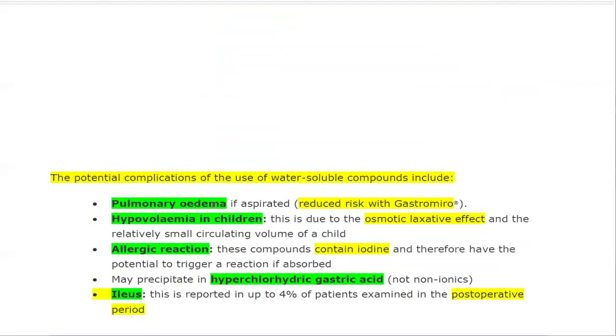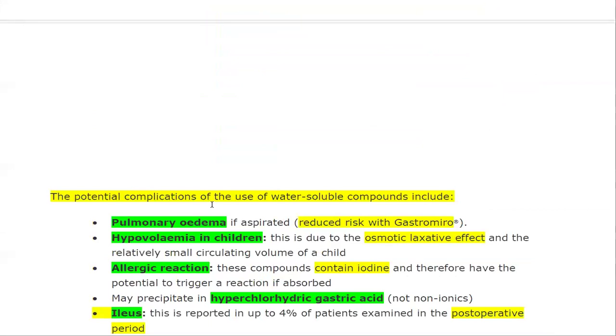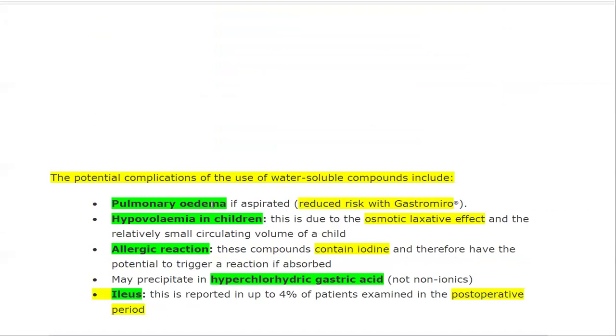Okay, so one of the important issues here regarding the potential complications of using water-soluble compounds will include pulmonary edema. Okay, and if aspirated during any investigation you are going to do, pulmonary edema will be one of the important complications. How to reduce this risk? By using gastromiro. So if you have a patient who has a risk of aspiration from the question, and you have the choice between gastrografin and gastromiro, you will use gastromiro.